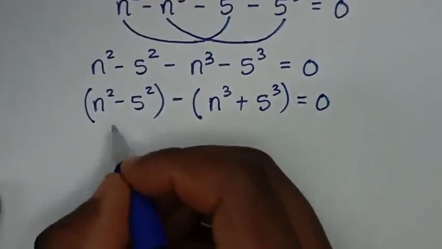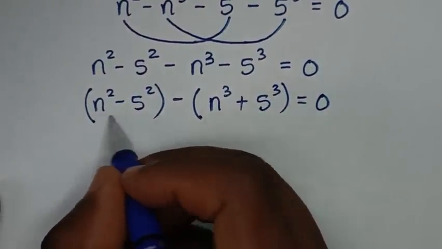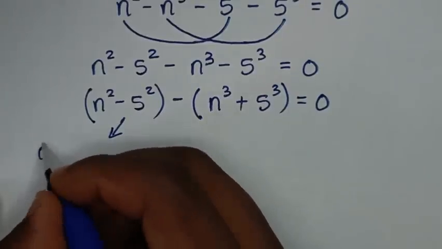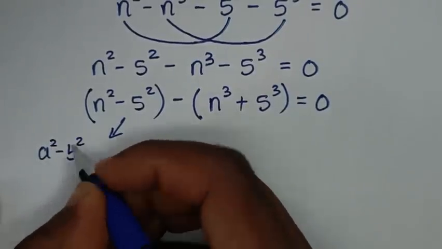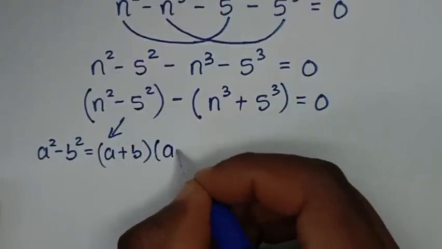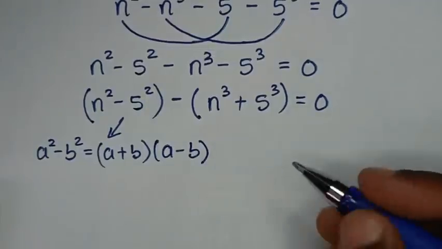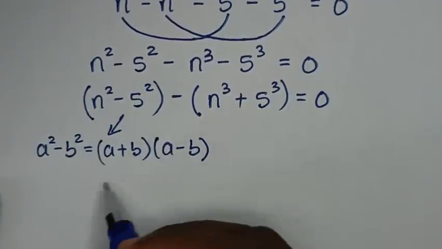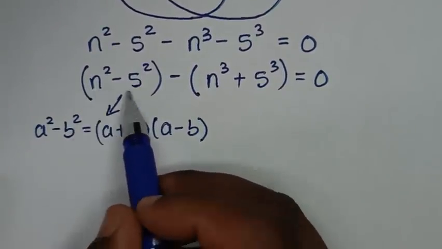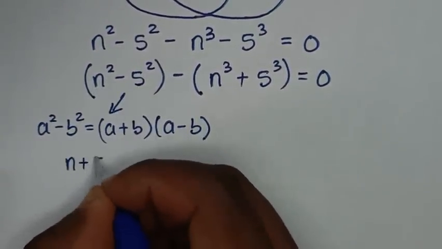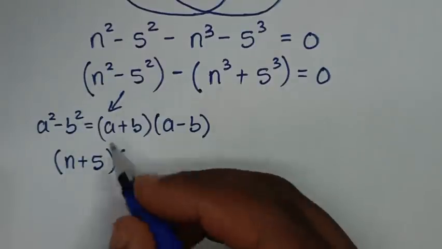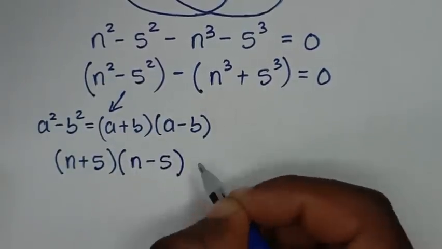Then in the next step, from this part here, n square minus 5 square, this part is in the form of a difference of two squares. A square minus b square is equal to a plus b bracket a minus b bracket. So from here, we'll apply this form here. So a plus b, it will be n plus 5. So here n plus 5 bracket a minus b, it will be n minus 5. So n minus 5 bracket.